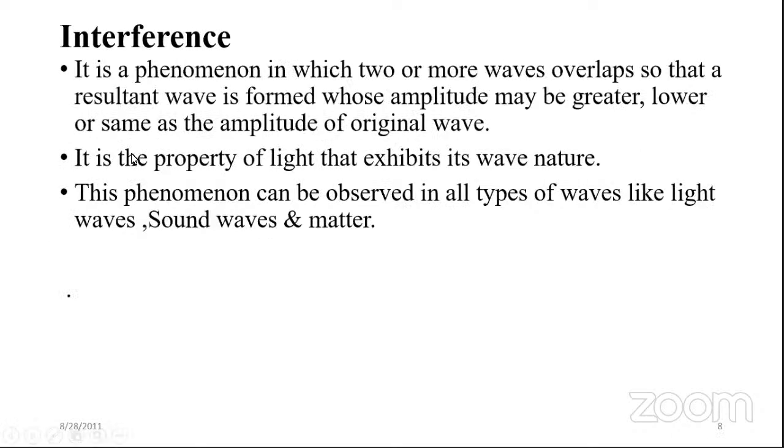Then after that, about the interference phenomenon: what is interference? It is the phenomenon in which two or more waves overlap so that a resultant wave is formed, whose amplitude may be greater, lower, or the same as the amplitude of the original waves. It is the property of light that exhibits its wave nature. And this phenomenon can be observed in all types of waves, like light waves, sound waves, and matter waves.